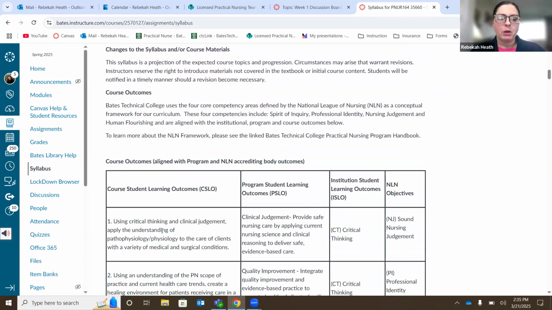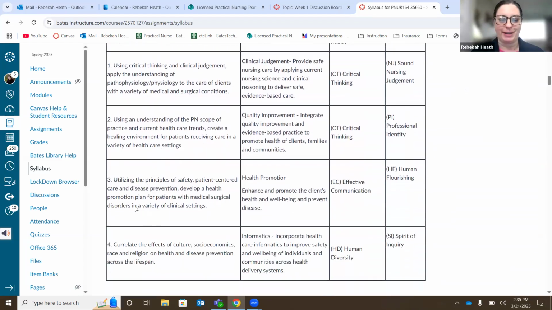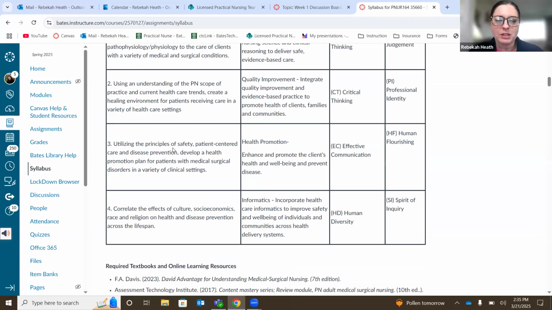Going down, there's only 4 learning outcomes for this class, but they really encompass a lot of things. We're going to use critical thinking and clinical judgment to apply the understanding of pathophysiology and physiology to the care of clients with a variety of medical and surgical conditions. We're going to use the understanding of the PN scope of practice for current healthcare trends, create a healing environment for patients receiving care in a variety of healthcare settings. We're going to utilize principles of safety, patient-centered care, and disease prevention, and develop health promotion plans for patients with medical surgical disorders in a variety of clinical settings. And lastly, we're going to correlate the effects of culture, socioeconomics, race, and religion on healthcare and disease prevention across the lifespan.